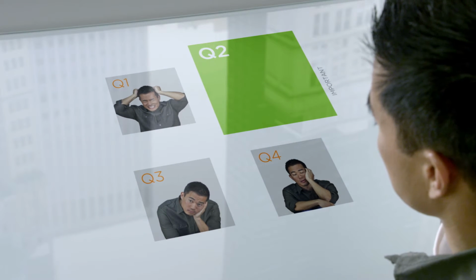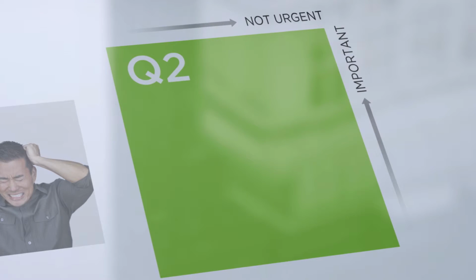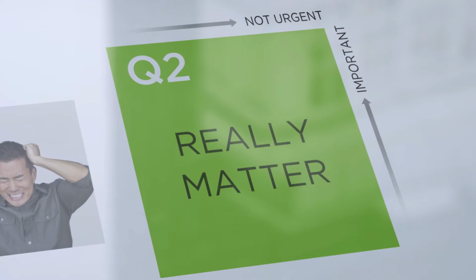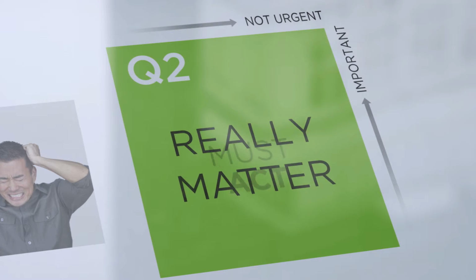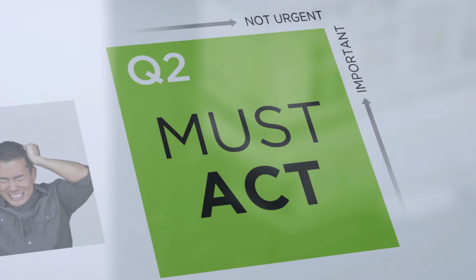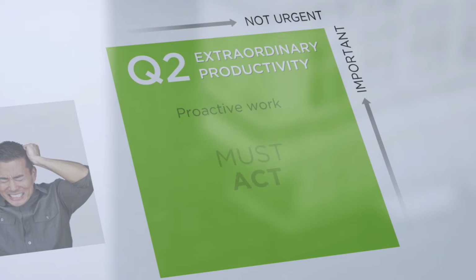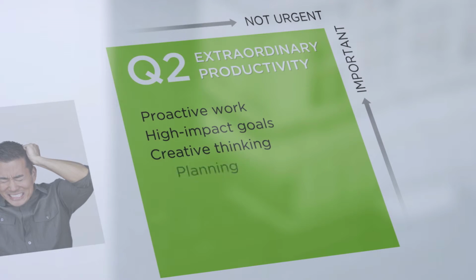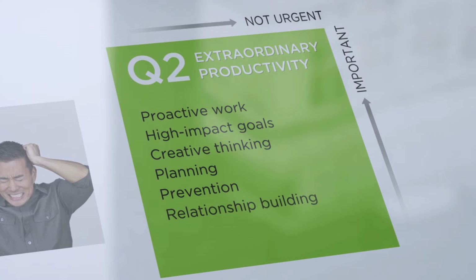Quadrant 2 is for things that are important but not urgent. These are things that really matter to your results, but that won't happen unless you act on them. It's the quadrant of extraordinary productivity because it's where you find the things that really make a difference, like proactive work, achieving high-impact goals, creative thinking, planning, prevention, relationship building, learning and renewal.